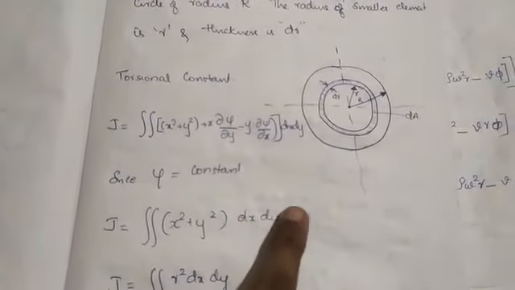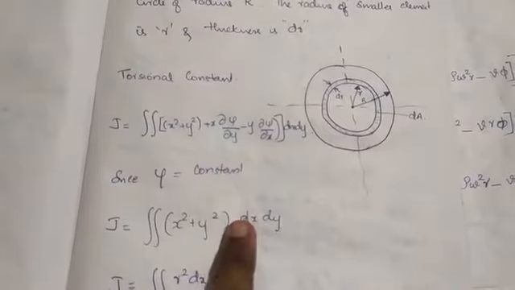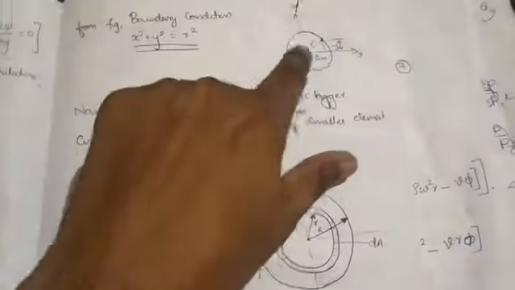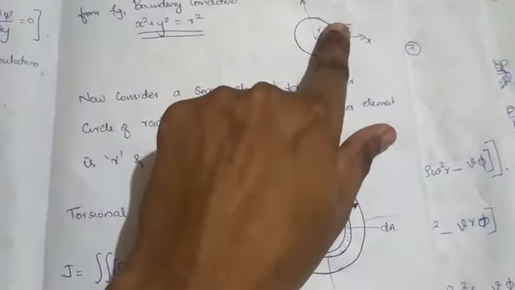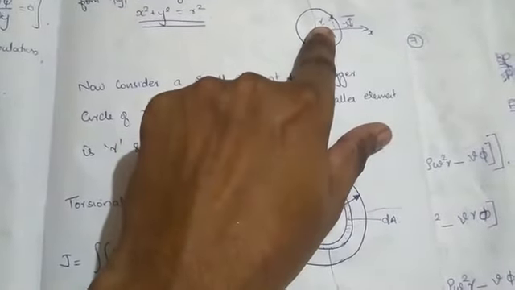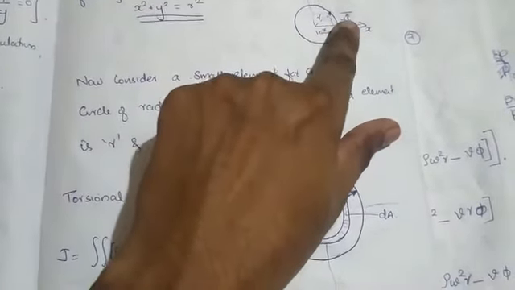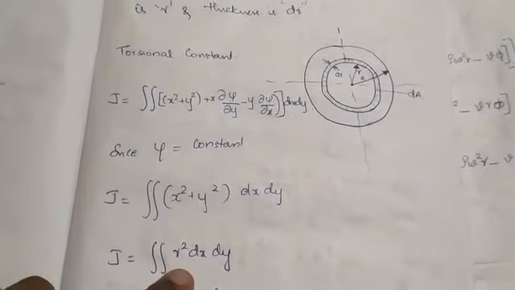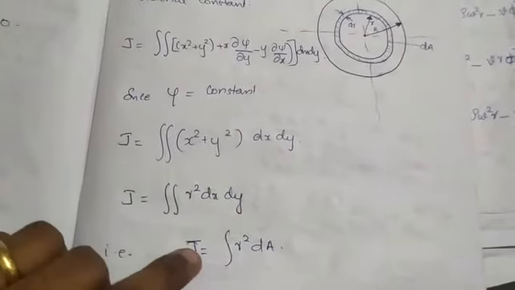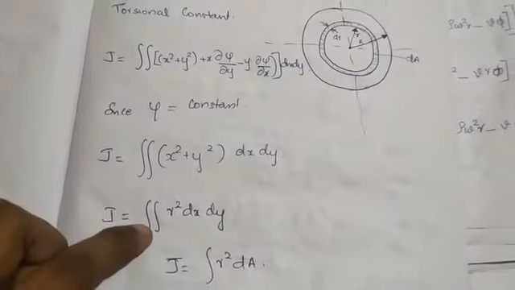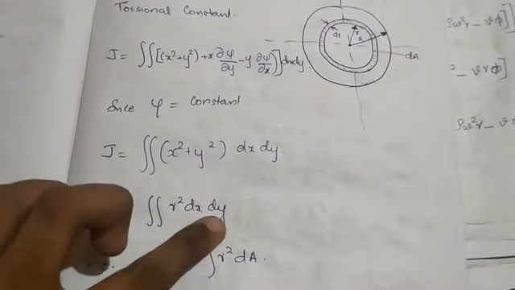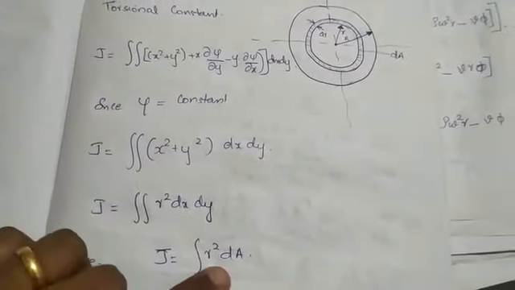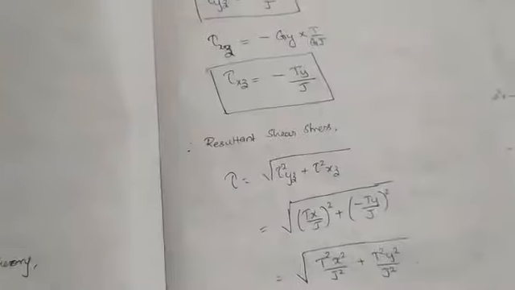dx dy is nothing but the area, so you can write it as dA, and x square plus y square. If you analyze this, this is the distance x and this is y, and r will be the hypotenuse. So x square plus y square is equal to r square. So J is the integral of r square dx dy, and J is the integral of r square dA. Here we had two integrals because we had dx and dy; I reduced it to one integral by changing it to dA.